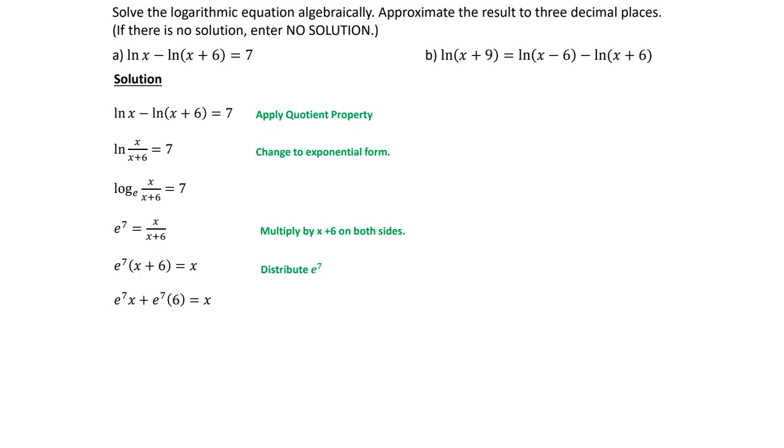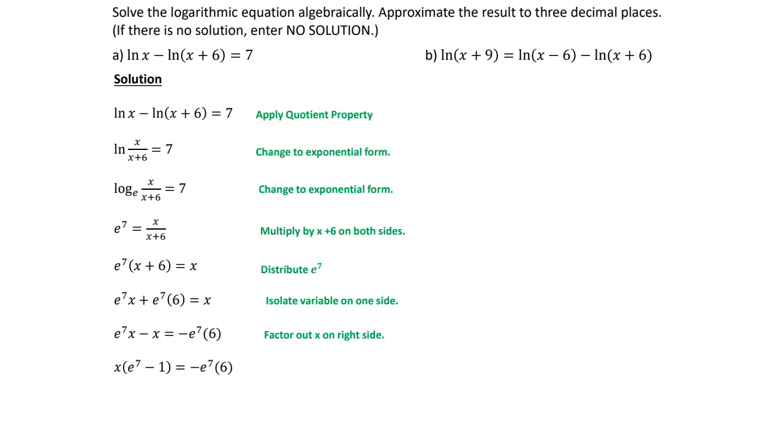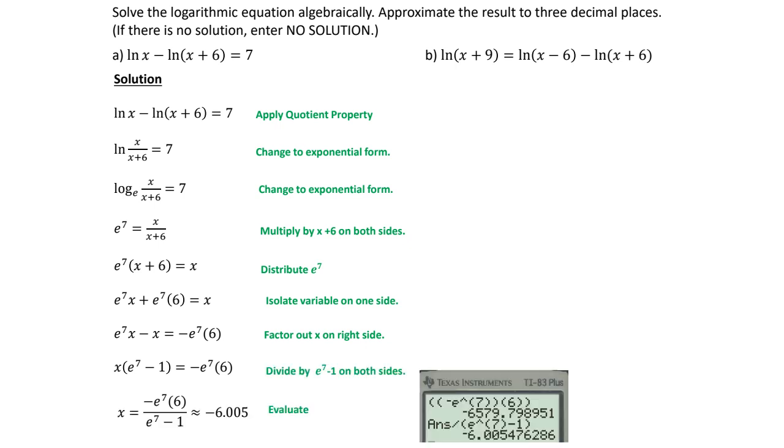So let's go ahead and gather the x's, and I'm going to isolate the x by factoring out an x, okay? So when I do that, I factor out x, I'm going to get x times e to the 7 minus 1 is equal to minus e to the 7 times 6. To solve for x, I'm going to divide both sides by e to the 7 minus 1. Okay. And I have this. x is equal to negative e to the 7 times 6 divided by e to the 7 minus 1.